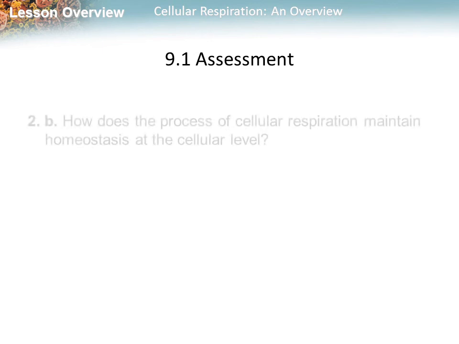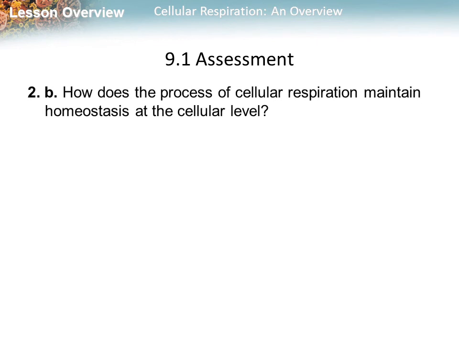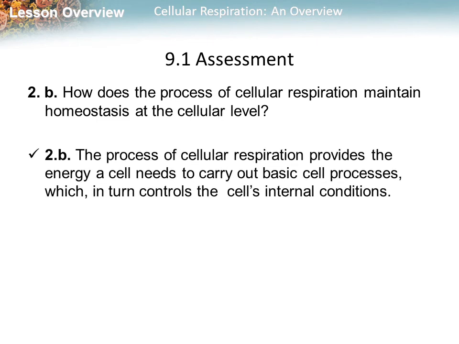Now let's go to 2B. How does the process of cellular respiration maintain homeostasis at the cellular level? Here is the answer. The process of cellular respiration provides the energy a cell needs to carry out basic cell processes, which in turn controls the cell's internal conditions.